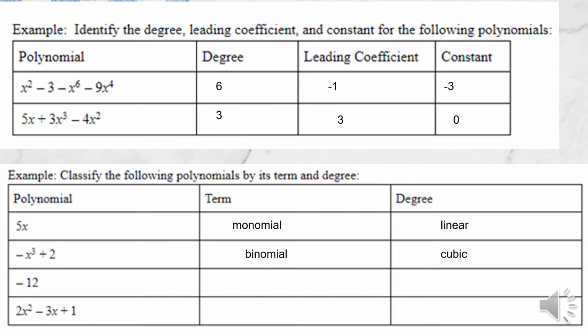In the third one down, negative 12, that's all alone. It doesn't have anybody else, so it's a monomial again. And it doesn't have any x's, so we call that a constant. And the last one has 3 terms, so we call it a trinomial. And its degree is 2, so we call it a quadratic.